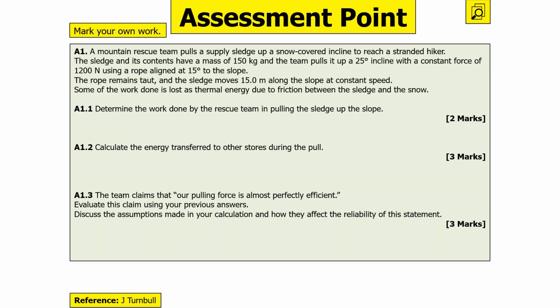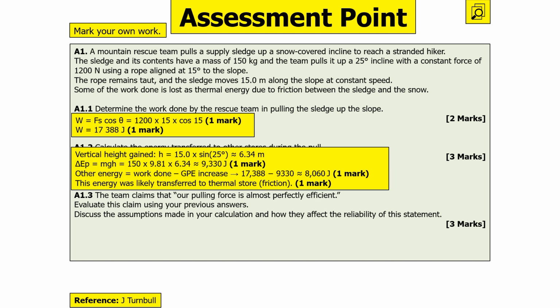Right, so in this first question, work done is force × displacement × cos θ: 1,200 × 15 × cos 15°, which is 17,388 joules. Our vertical height gained is 15 sin 25°, so it's 6.34 meters. So our potential energy, mgh, is 150 × 9.81 × 6.34, which is 9,330 joules.